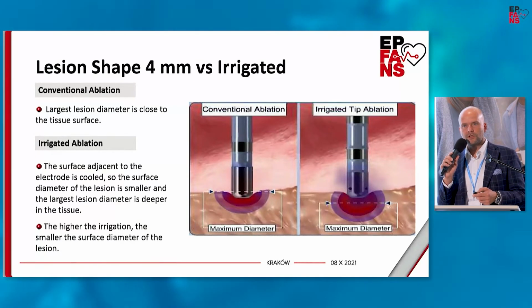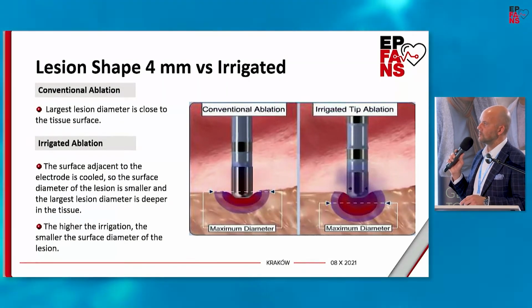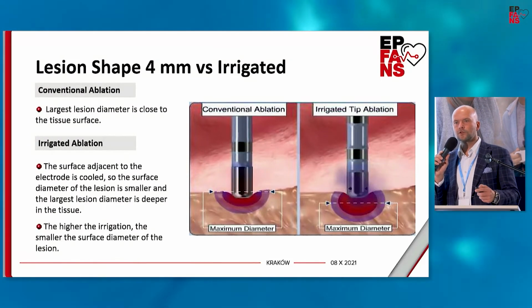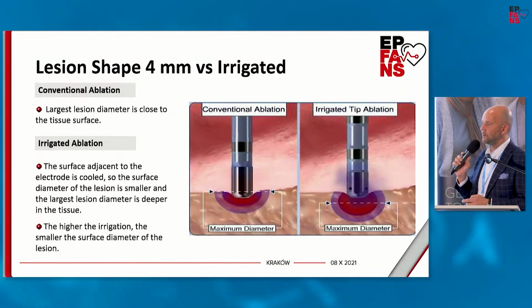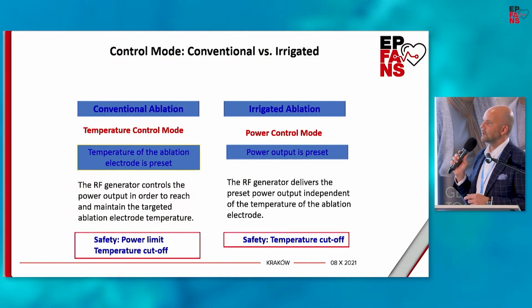When we use conventional catheters, the largest diameter of the lesion is on the tissue surface. In case we use a cool tip catheter, the largest diameter is located under the surface, and thus, when we plan a continuous line, we should take this into consideration.